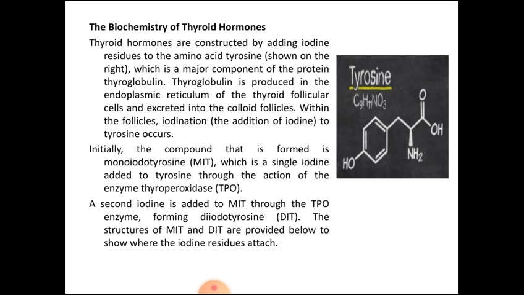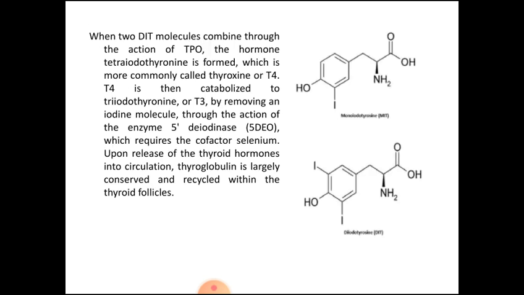A second iodine is added to MIT through the TPO enzyme, forming diiodotyrosine, DIT. The structures of MIT and DIT are provided in the next slide to show where the iodine residue is attached. When two diiodotyrosine molecules combine through the action of TPO, the hormone tetraiodothyronine is formed, which is more commonly called thyroxine or T4.